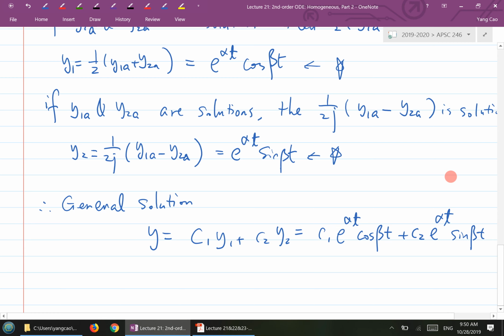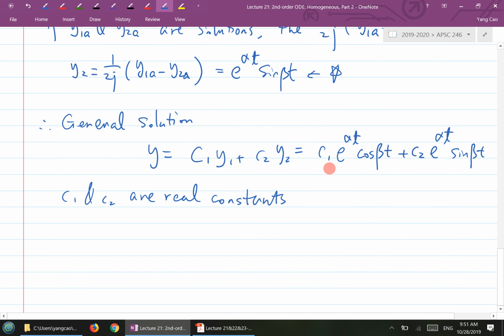So what are those constants? This is C1, C2. They are not complex constants anymore. They are just arbitrary real constants. You can find C1, C2 based on initial conditions. Now in the lecture notes, sometimes to differentiate this case, instead of writing C1, C2, I use another set of symbols called A and B.